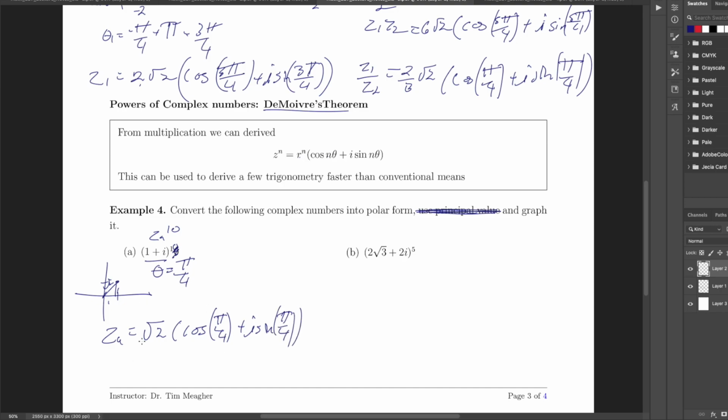Okay. Now if we're going to take that to the 10th power, so za to the 10th power, we're going to take square root of 2, raise that to the 10th power, and then we're going to have cosine of 10 pi over 4 plus i sine of 10 pi over 4. Okay?